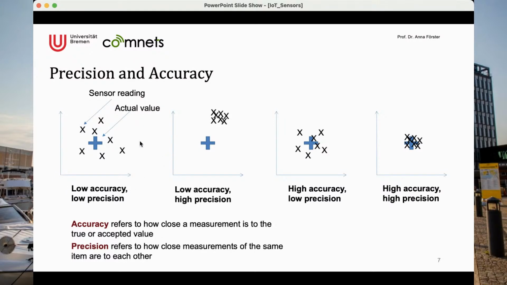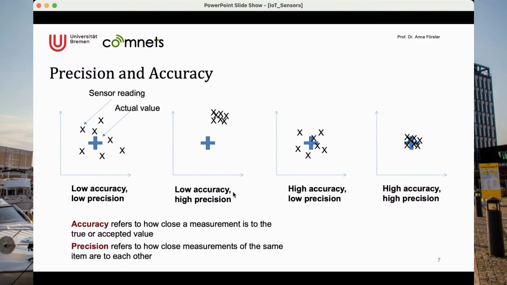These examples are also provided here in these graphs. In the first graph, the sensor reading is annotated by this small x, and the actual value, let's say your position, is the big cross. If the accuracy is low and the precision is low, then there is a kind of cloud around the actual value. So they're not precise and they're not accurate. Sometimes they're a little bit closer than some other times, but they're kind of a cloud around you.